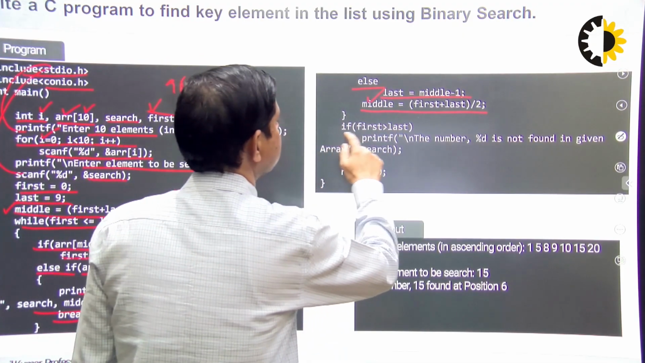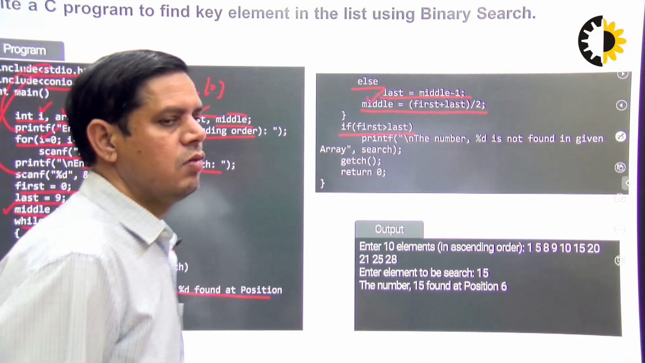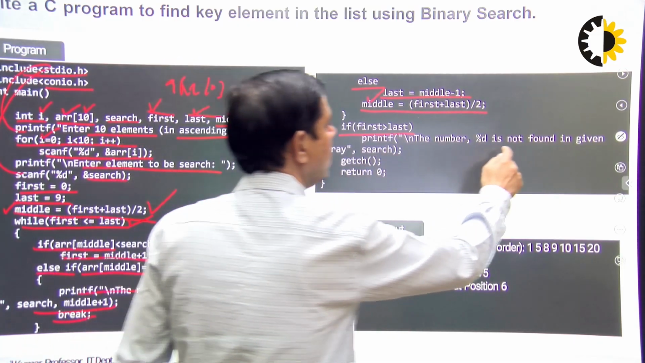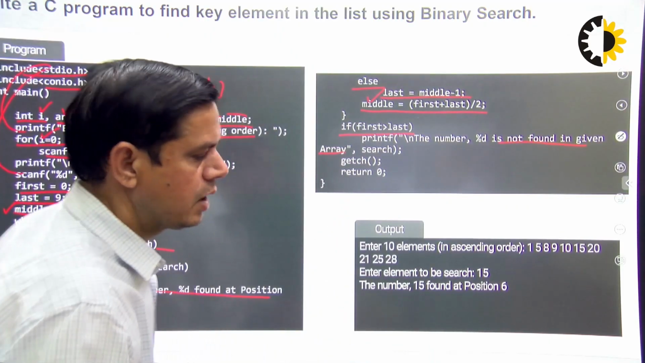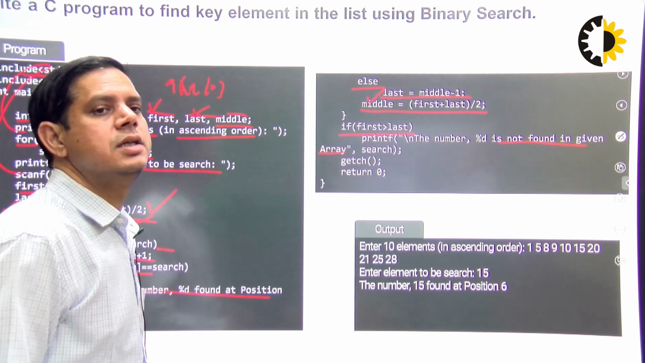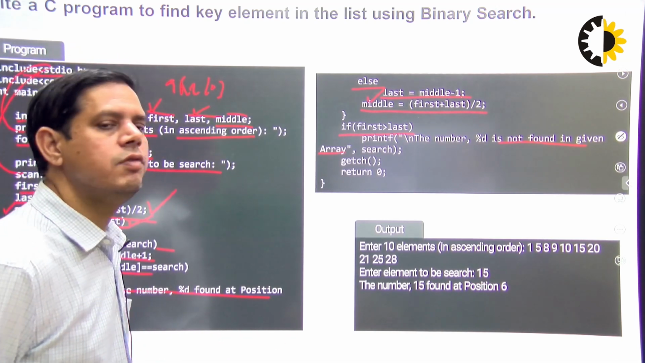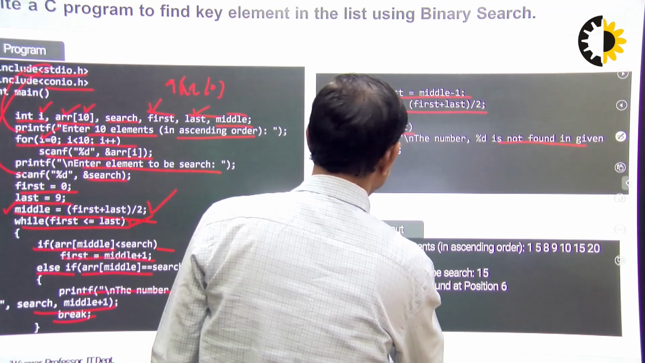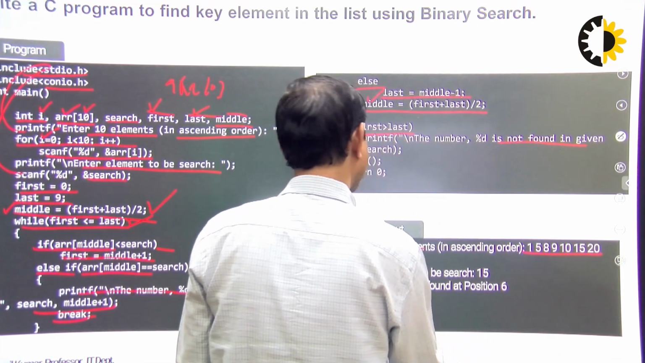If first is greater than last, what is the meaning of this? That means the element is not found or does not exist in the given array. For example, if we search for a different element than those entered, it will not be found. If we execute, we have already decided on 10 elements, and we enter the values of the 10 elements.